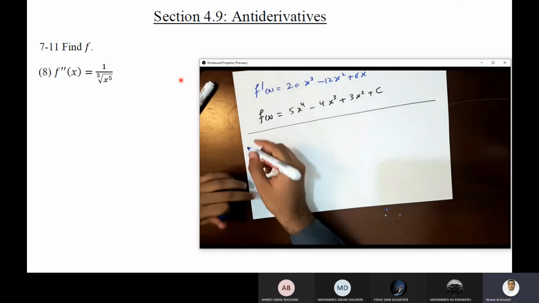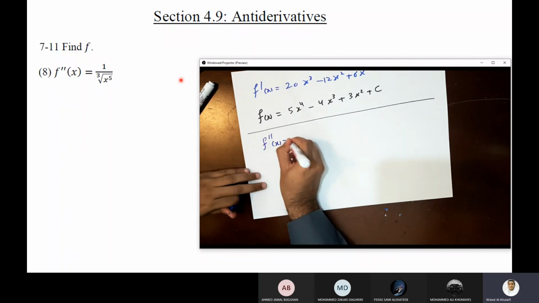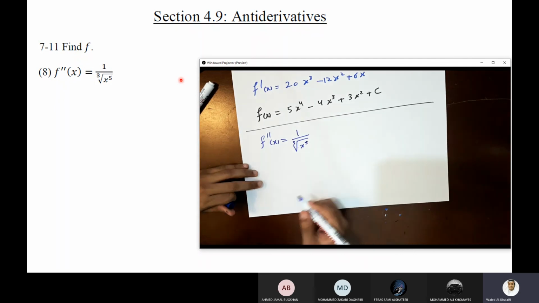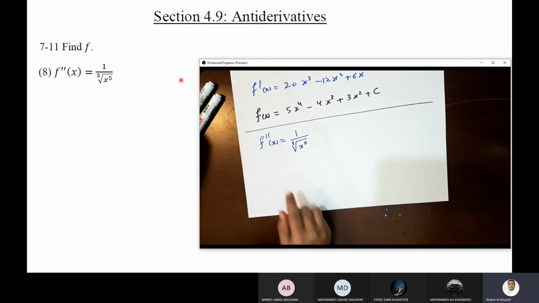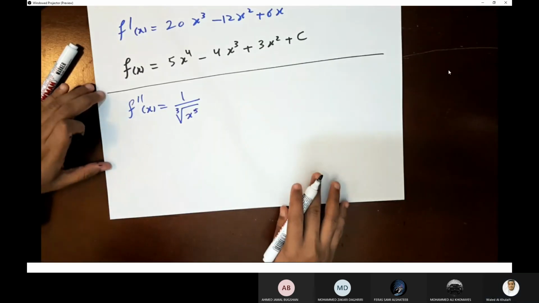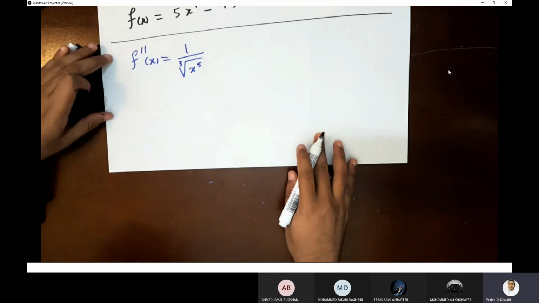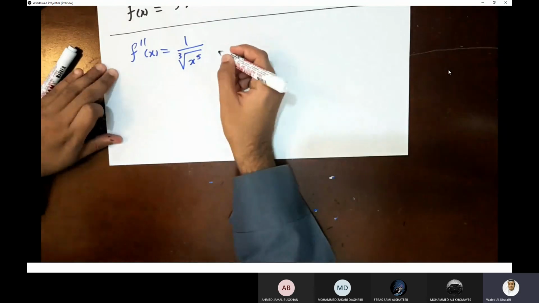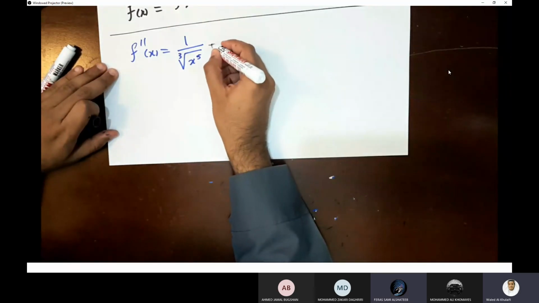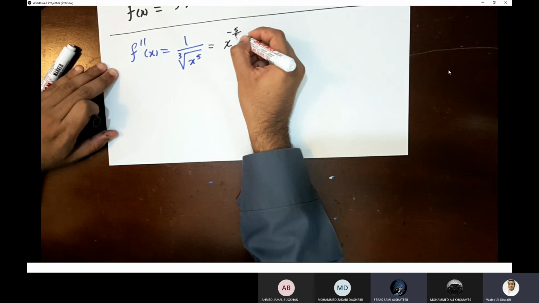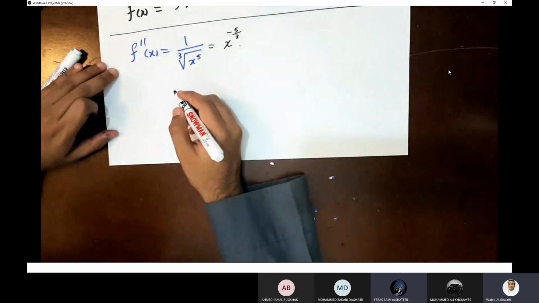Now here he told you f double prime of x is equal to 1 over the cube root of x to the power 5. How to find the original f? But keep in mind this is second order. How to find the original f? Yes, Firas. Maybe first try to write it as an exponent. Yeah, so it will be x to the power negative 5 over 3. Very good. That's the first step. Now next step.